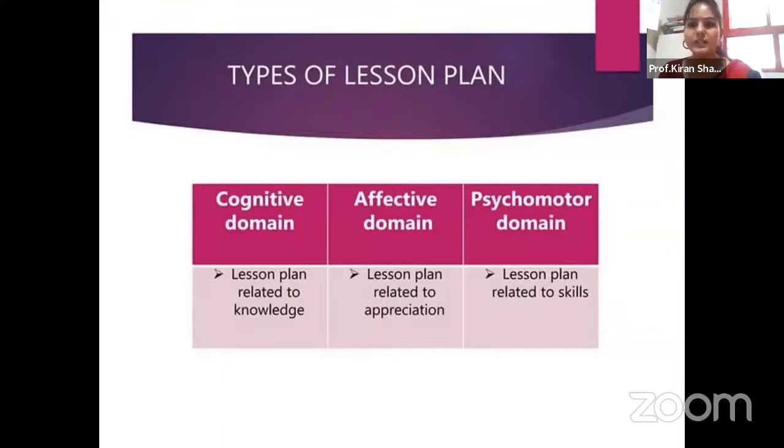So what are the learning activities related to the affective domain? The learning activities related to the affective domain are brainstorming ideas, group discussions, problem solving activities, role plays, written assignments, etc. Next comes the psychomotor domain. In the psychomotor domain, the lesson plans are basically based on skills.